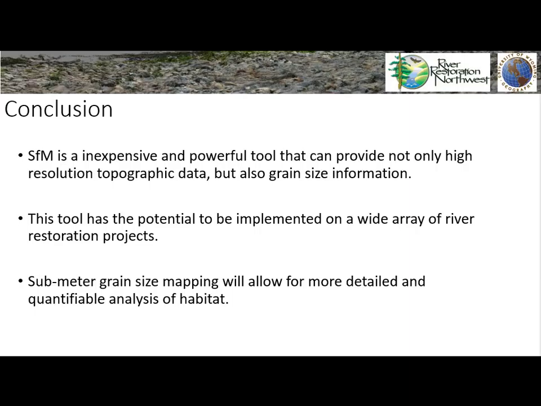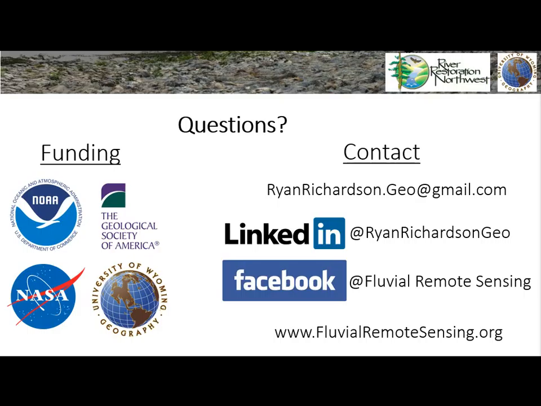So in conclusion, structure from motion is an inexpensive and powerful tool that can not only provide high-resolution topographic data, but also provide grain size information. This tool has the potential to be implemented over a wide array of river restoration projects and can map sub-meter grain size, which will hopefully allow us more quantifiable analysis of habitat as well as roughness measurements for hydraulic modeling.